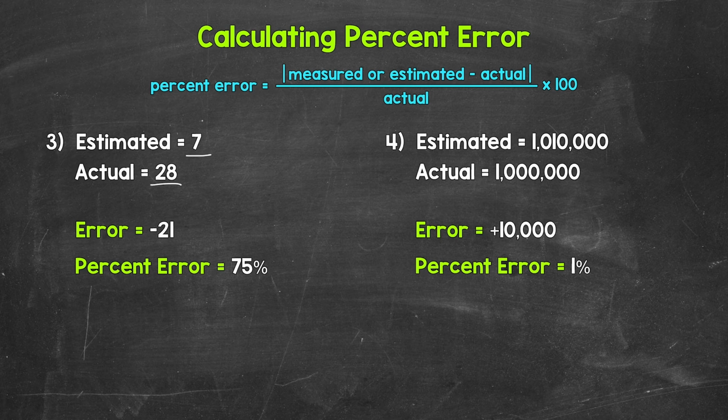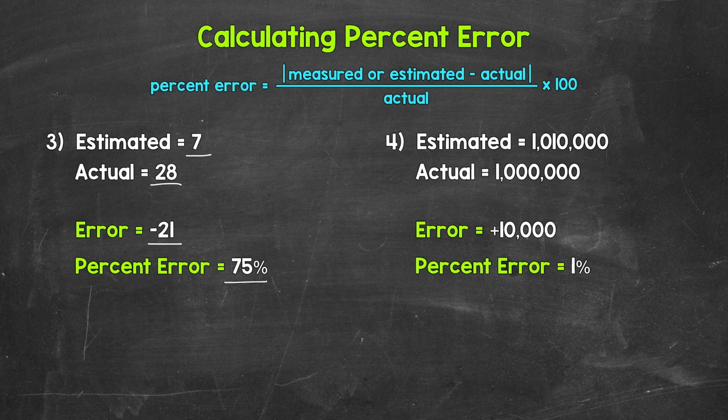Now the estimate for number 3 was off by 21. Specifically, the error was negative 21. So the estimate was under the actual value. This gives us a percent error of 75%. So really, this estimate wasn't very close at all. Keep in mind, the higher the percent error, the lower the accuracy. The lower the percent error, the higher the accuracy. You want a percent error to be as close to 0% as possible.